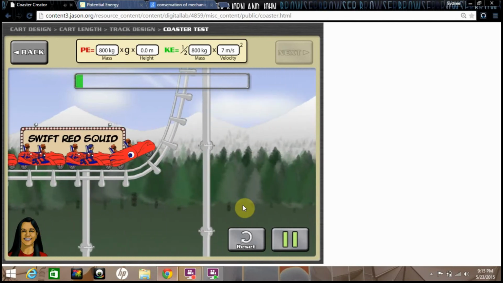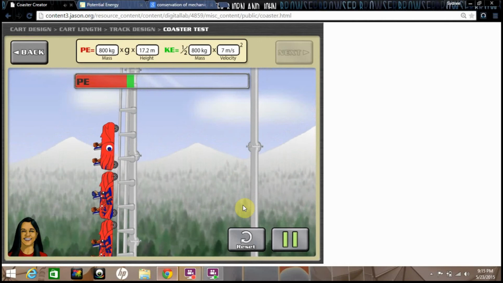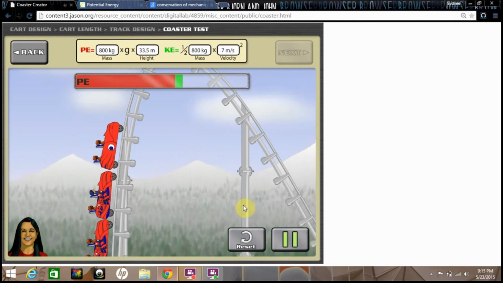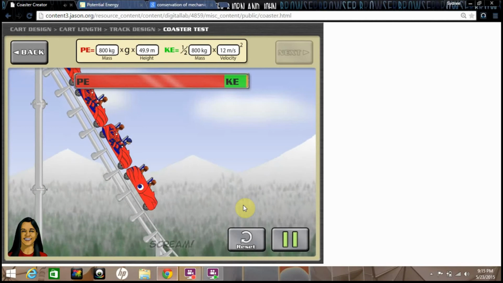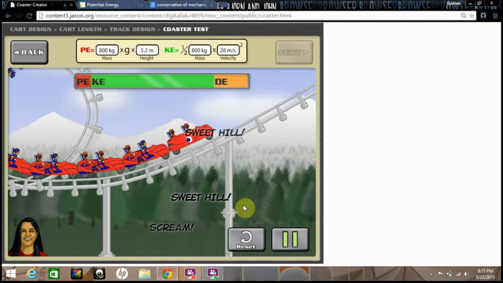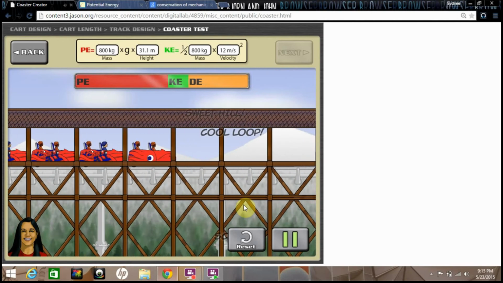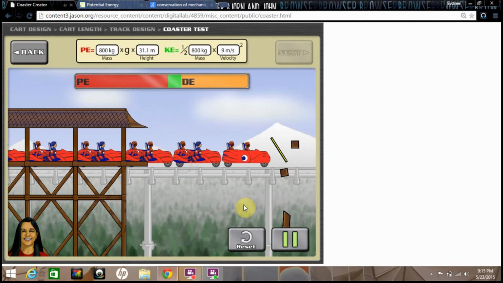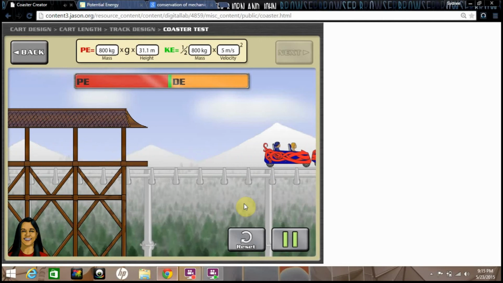So the Swift Red Squid is going to go all the way up. Too much potential energy, and the energy will not make it. But as you can see, my kinetic energy goes all the way down. Kinetic energy goes up as we get lower to the ground. Potential energy goes up as we get higher from the ground, which is kind of weird. And then we're going to crash, and I'm sorry that we did crash, but it was the only way I could effectively show you how potential and kinetic energy go against each other.